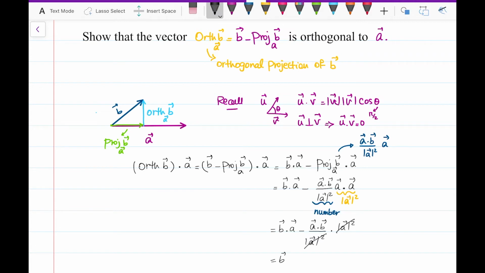And I get B dot A minus A dot B. And as you know, in the dot product, we can change the order. So these two are the same. So the answer would be yes. Therefore, A dot the orthogonal projection is 0, meaning that they are orthogonal to each other.